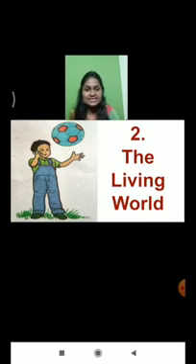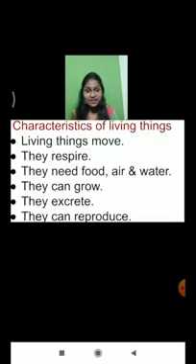Any guesses? What are the characteristics of living things so that you said it is a living thing? Let's have a look over here. There are certain characteristics of living things. So what are the characteristics of living things? Living things can move.